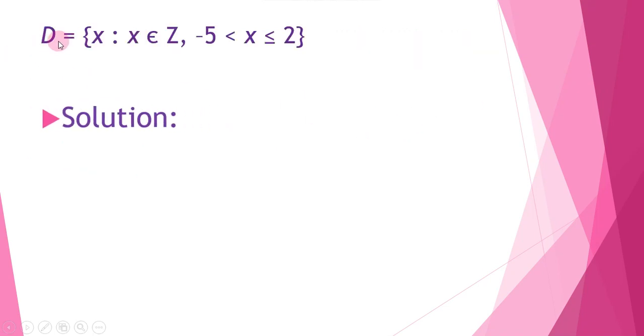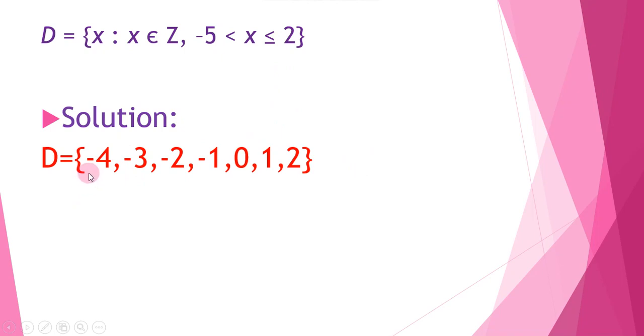See the next. D equal to {x such that x belongs to Z, minus 5 less than x less than or equal to 2}. Here minus 5 less than x is given, simply less than. So you should not take minus 5. But here less than or equal to, so you must take 2. Are you clear now? Here not equal to, here equal to. So let's see the answer. Minus 4, minus 3, minus 2, minus 1, 0, 1, 2. Are you clear now?